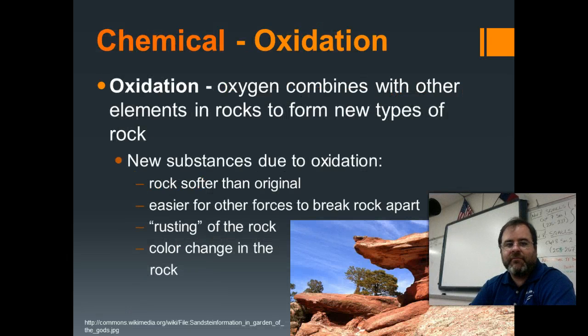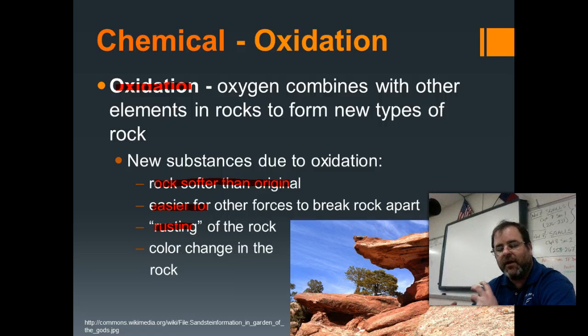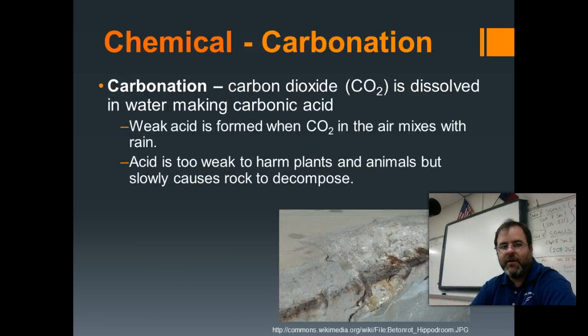Oxidation is one of those chemical weathering devices. Oxygen will combine with parts of the rock and form a new type of rock. A lot of times it's softer than the original. It's easier to break apart. Rusting happens as well, where iron inside the rock will rust the rock, and all these contribute to the rock breaking apart or dissolving.